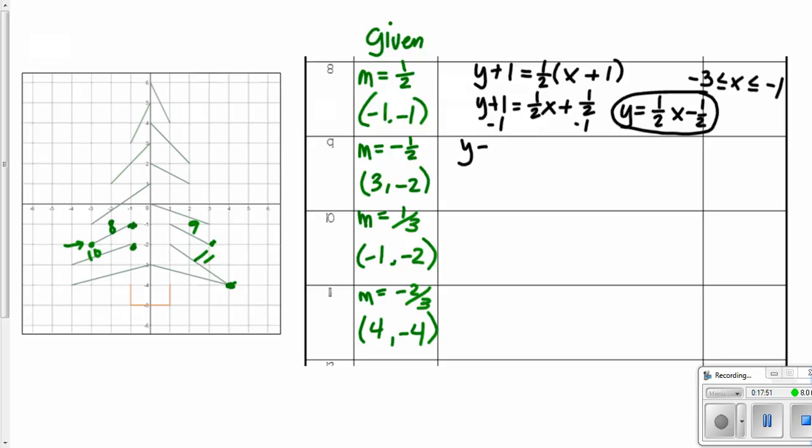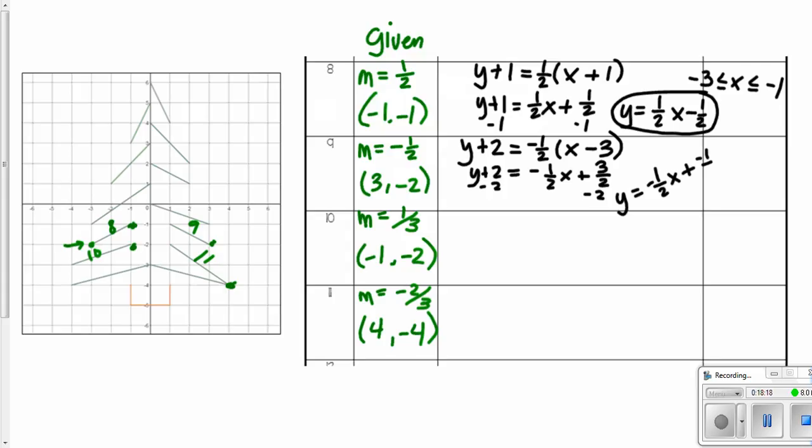Y minus y1, in this case y minus -2, equals my slope of -1/2 times x minus x1, which is x plus 3. So now I distribute. I'm going to say 3/2. Subtract 2 from both sides, so y equals -1/2 x plus, let's see, that'd be 1.5 minus 2, so -1/2. That works. All right, so there's my next equation for line 9, and again, my domain would be from 1 to 3.